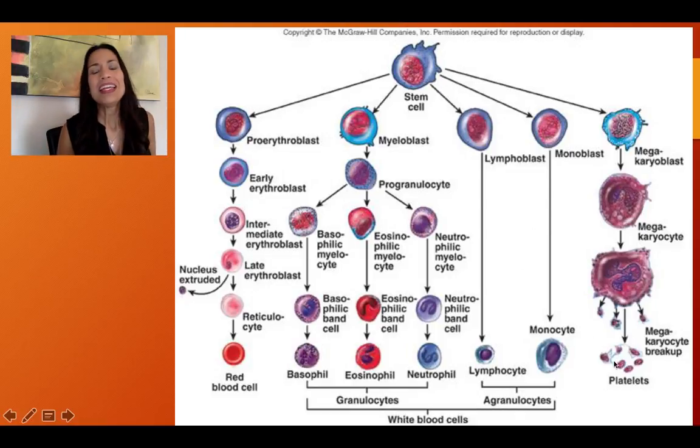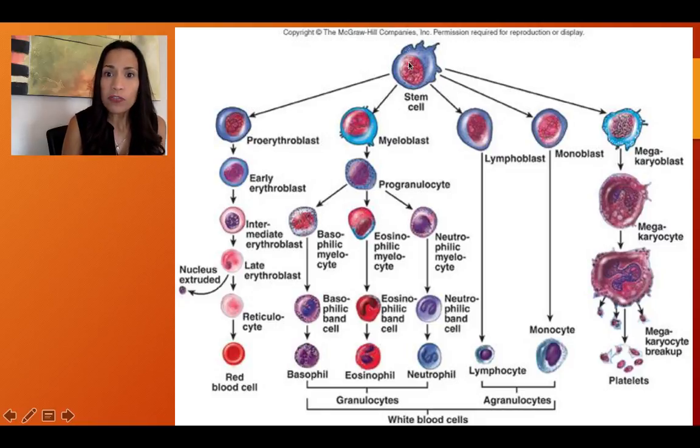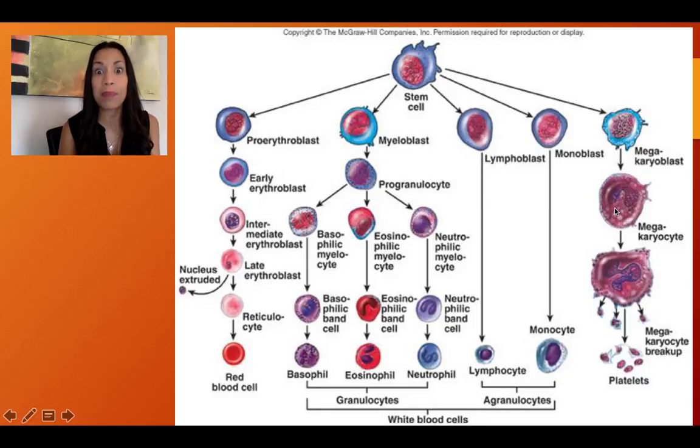Cool, right? Now, what is important to keep in mind is that all of this production of blood cells, all of these events, happen in the red bone marrow. What is it called? Red bone marrow.